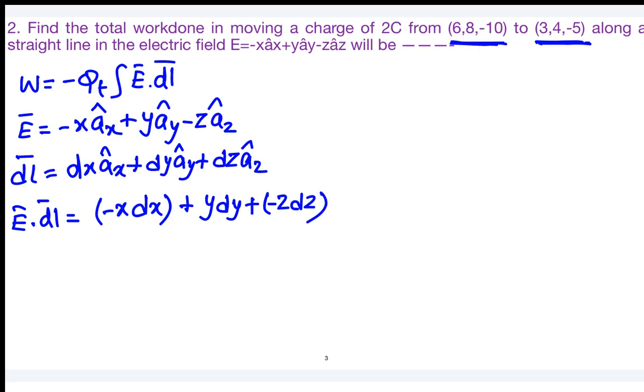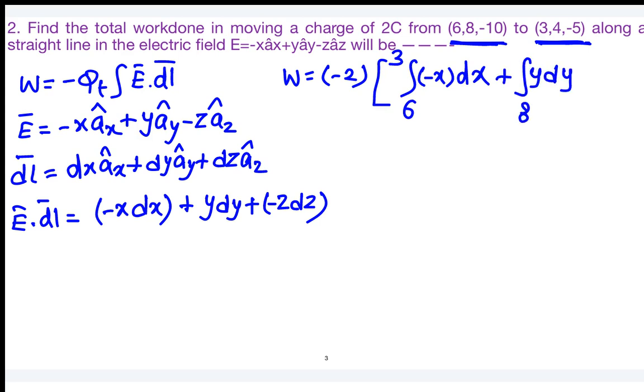Now you have to take the integration of this E dot dl multiplied by Qt. So what is the value of W you will get now? Minus 2 into, I can separate the integration: integral of minus x dx from 6 to 3, plus integral of y dy from 8 to 4, plus integral of minus z dz from minus 10 to minus 5. So you can do the integration and tell me the answer. Do the integration and post the answers in the chat.